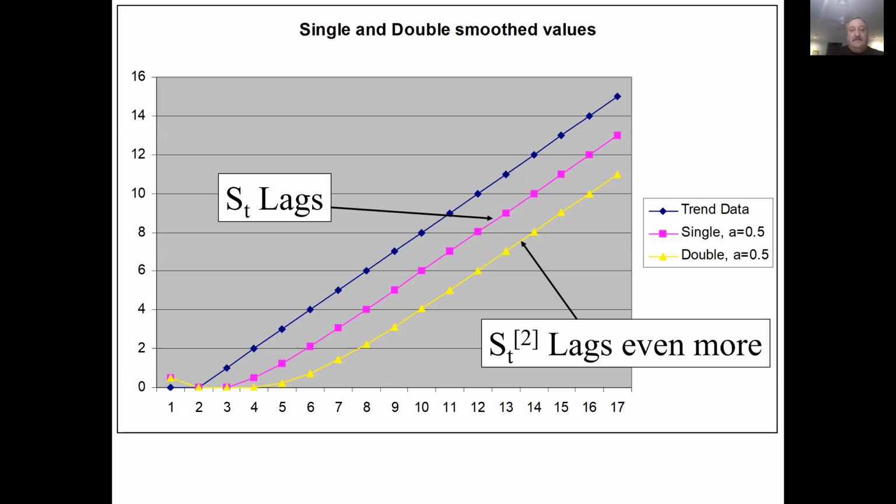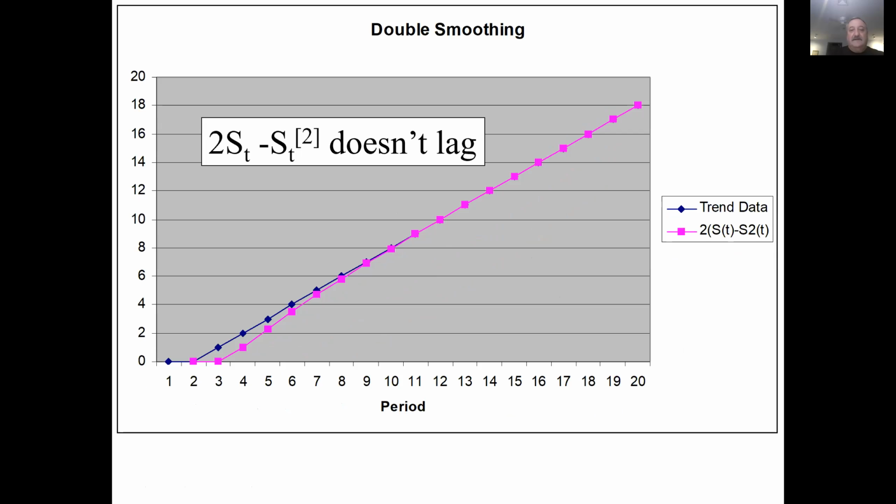It turns out that if my data has a trend, single exponential smoothing lags behind the trend, and double exponential smoothing lags even further behind the trend. However, if I take 2 times s of t minus s2, 2 times the single smoothing minus the double, it compensates and actually follows the trend exactly.